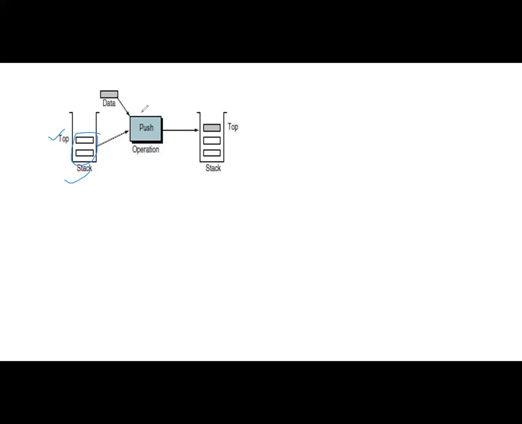Which operation? The push operation. For the push operation, we require two inputs: one is the data and the other is the stack. On this particular stack, I want to push this data. Where are we going to push? We push on the top of the stack. So we increment the top value, and at that location we insert the data value. Now with the push operation done, the third element is the top one. That is the only element we can pop or remove.